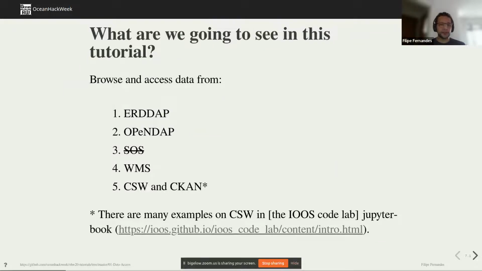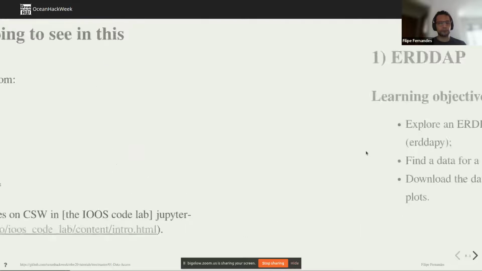Okay, so what we're going to see in this tutorial is ERDDAP and OPeNDAP, which are the most common ones. We're not going to see SOS because that's being phased out, but we're going to see a substitute, which is an ERDDAP server for most of the SOS data that used to be served in this format. We're going to see the web mapping services very briefly, and I'm going to touch base very briefly on CSW and CKAN. CSW is the Catalog Service for the Web. I'm drawing a blank for what CKAN means, but pretty much they're both catalogs for data, where you query the catalog, and the catalog gives you the URL to access the data. There are many examples in the IOOS Code Lab for those two.